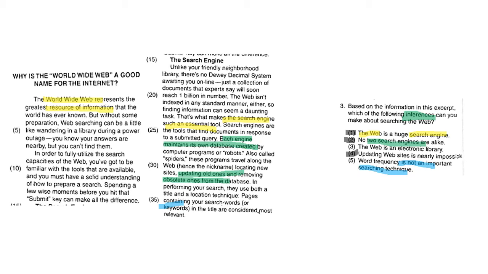So number 3, the web is an electronic library. Well, it does say that the web is the greatest resource of information. And it says it's like being in a library. And it says, unlike your library, the web has no index, no Dewey Decimal System. So there are several references to a library, several comparisons to the library. You can guess that the internet is like a big electronic library.